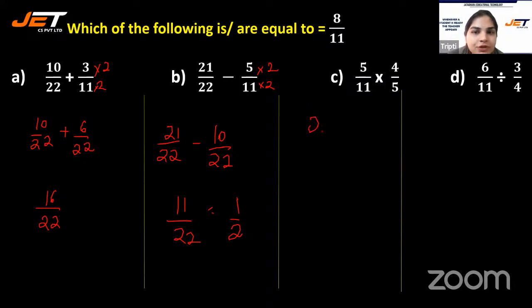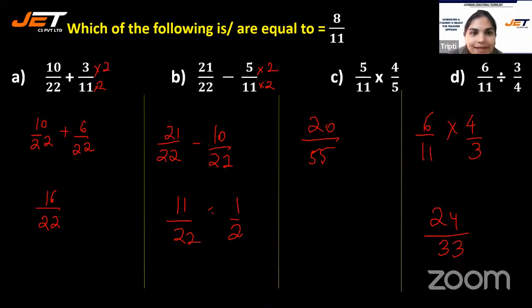Multiplication: 5 times 4 is 20, 11 times 5 is 55. 6 by 11, division will turn into multiplication. 3 by 4 will be 4 by 3. 6 times 4 is 24. 11 times 3 is 33. These are the correct answers.